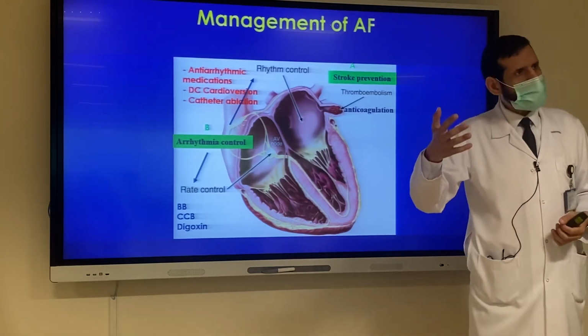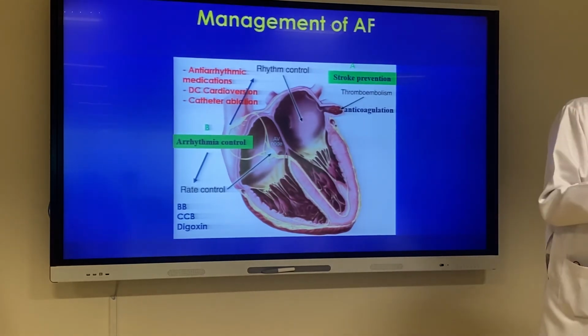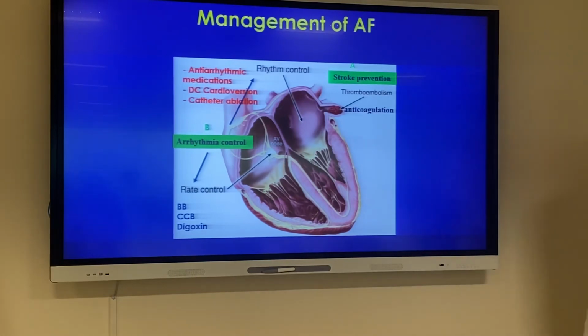If they are high risk, we anticoagulate them. If they are not high risk, maybe no need for anticoagulation. So it depends on the risk. Not every patient has the same risk of stroke.